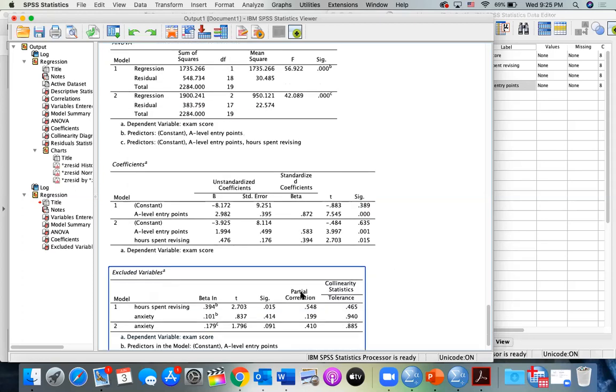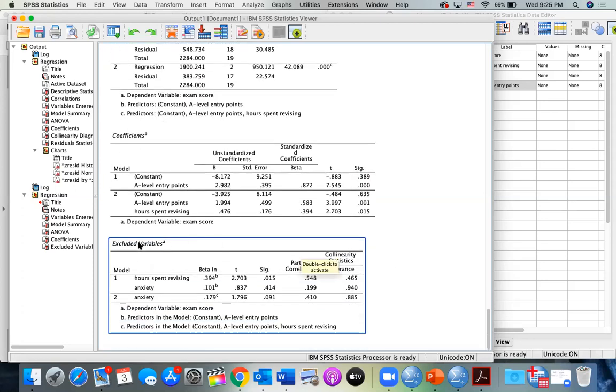And you can see that we have an excluded variables table here. In the second model, it didn't include the anxiety score, since it has a very low coefficient. And that's it. This is the second benefit of using the multiple linear regression window in SPSS.